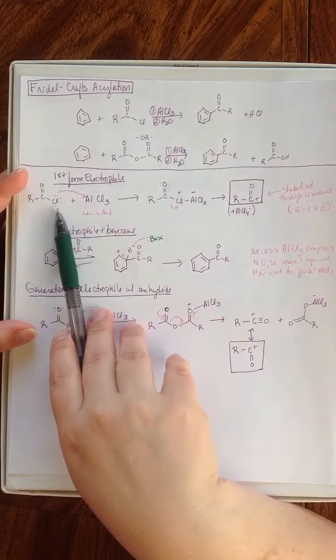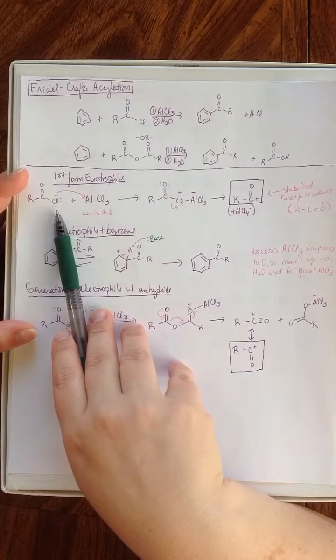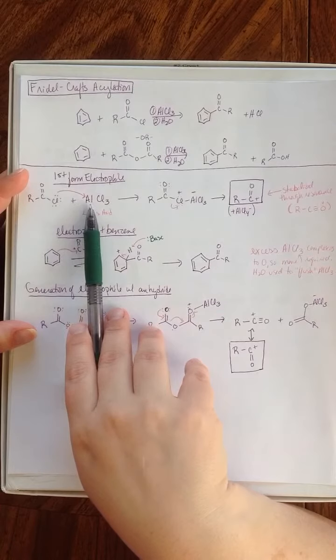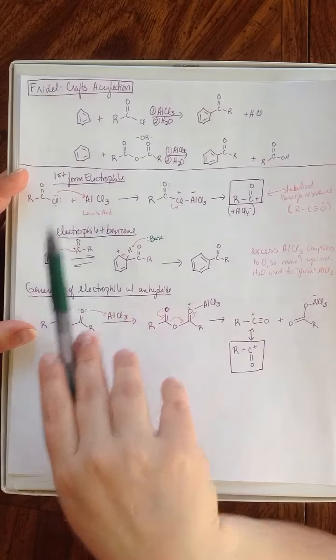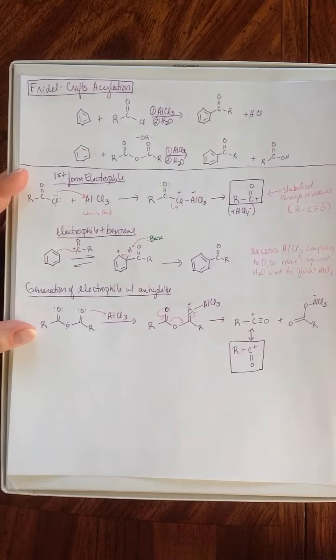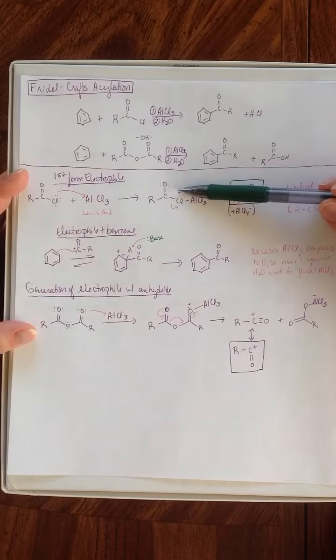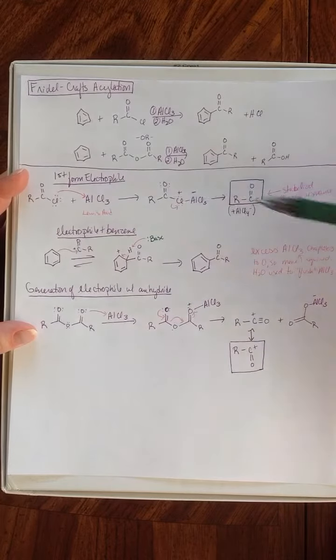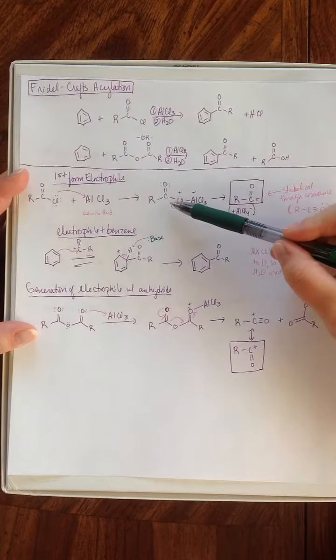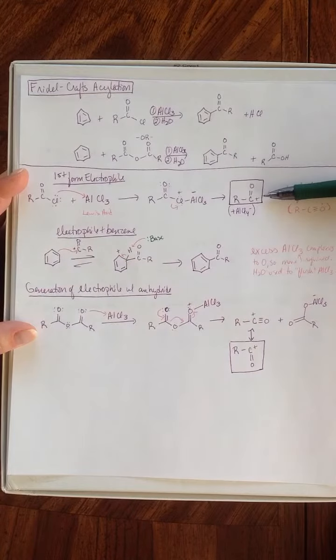So kind of similar to what we saw with FeBr3 or FeCl3, the chlorine goes and donates electrons to the aluminum because the aluminum chloride is acting as a Lewis acid here. You form a positive and negative charge on that chlorine and aluminum, and that breaks this bond, forming this as your electrophile.